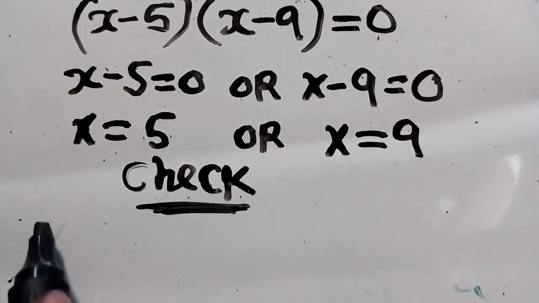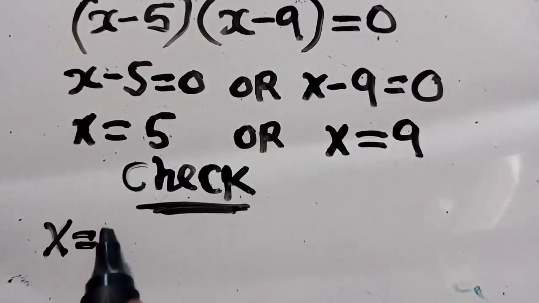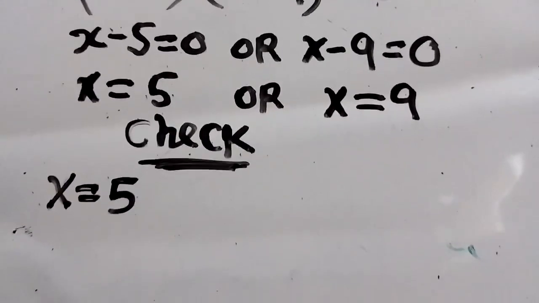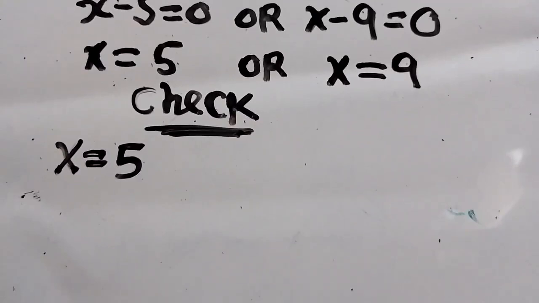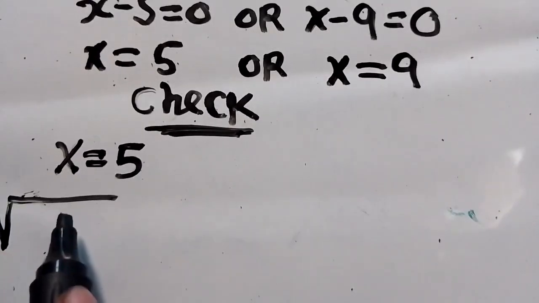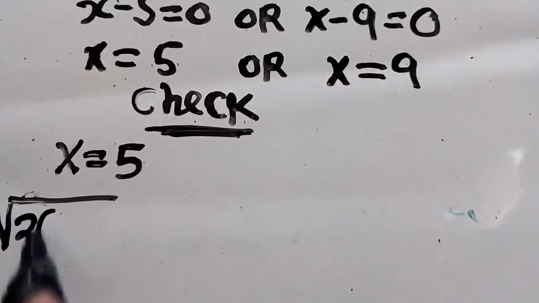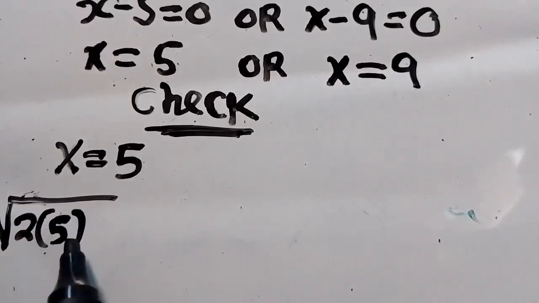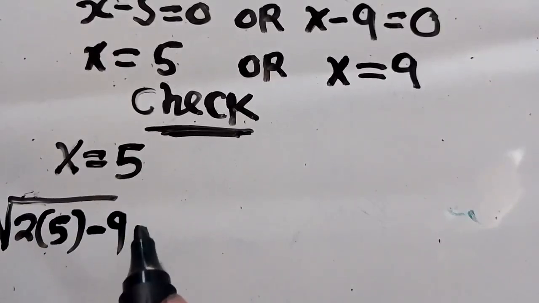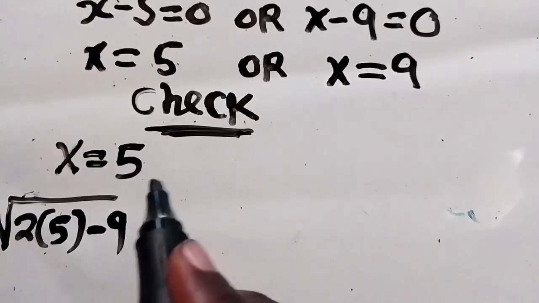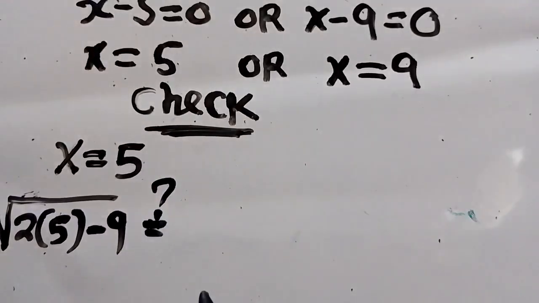So here I'm checking for x equal to 5. This is the first one I'm checking. I check if the solutions are correct. Where there was x, I put 5. So it was 2 times 5 minus 9 is equal to... I'm not going to say equals, I'm going to put a question mark because I don't know.